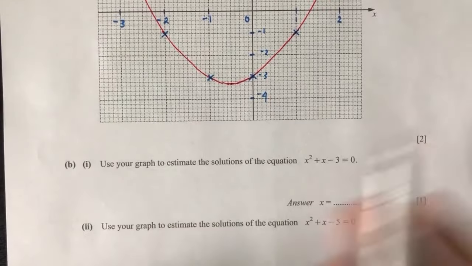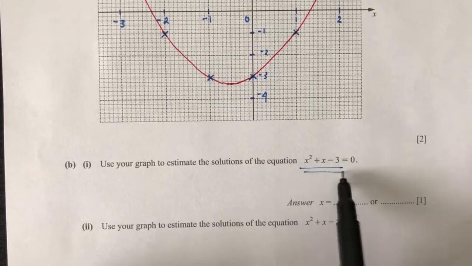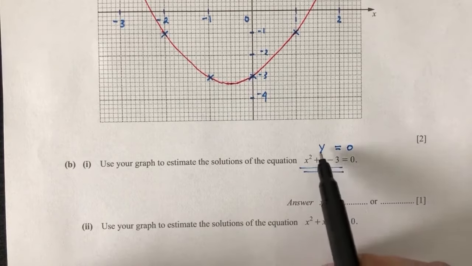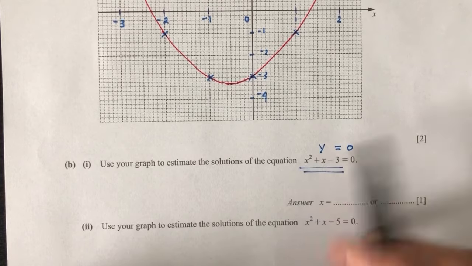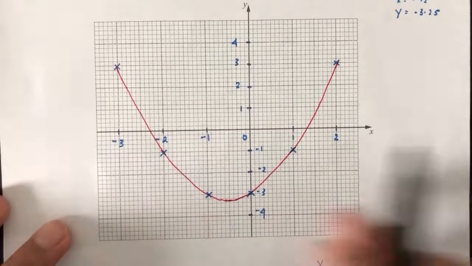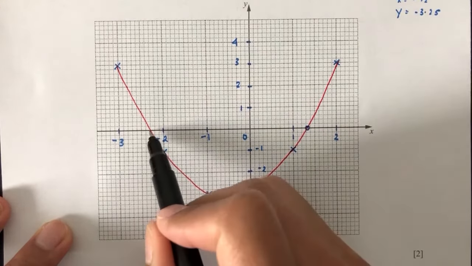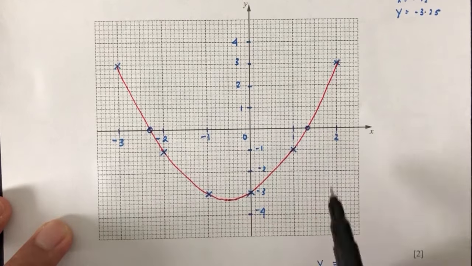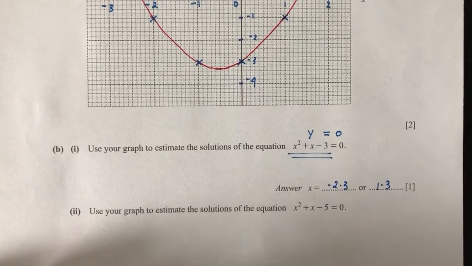So part 1 says use your graph to estimate the solutions of this equation. So it means that this is y equal to 0. So if you were to draw a line y equal to 0, where does it meet the x-axis? As you can see, this line is here. So we have to see where it meets these two points. The first one here I have 1.3 and minus 2.3. So the estimation is minus 2.3 and 1.3 for those two values.